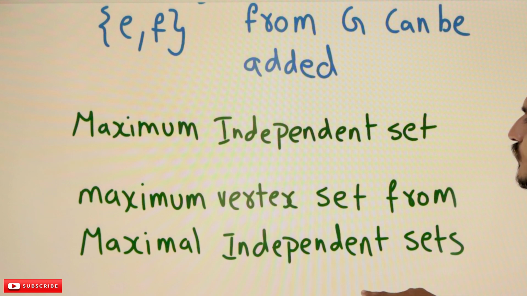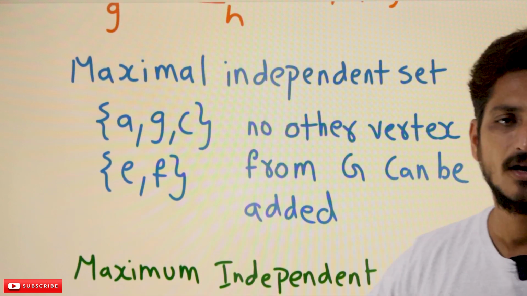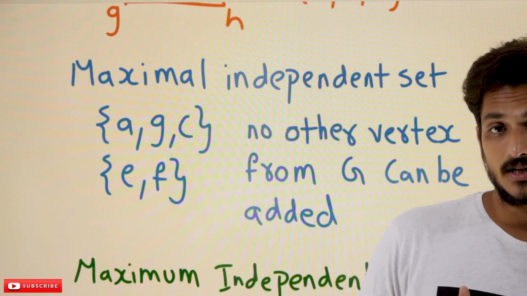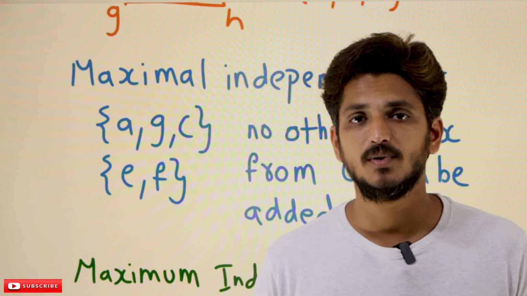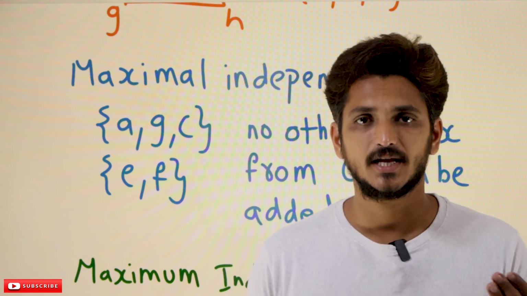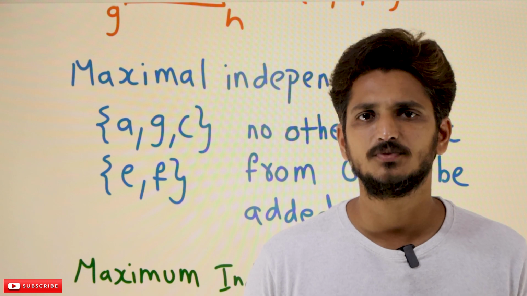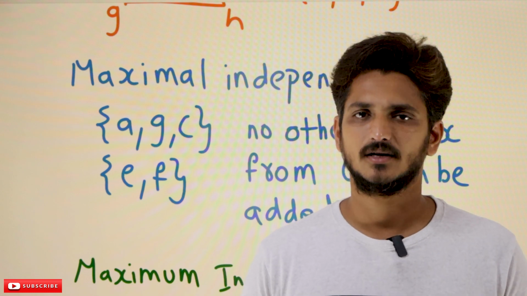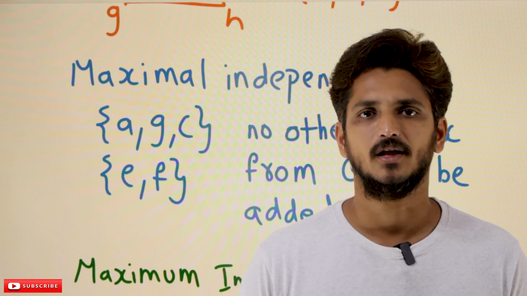So these are the definitions we need to understand from graph theory. If you want to understand the coding part, these discussions will be made in our design and analysis of algorithms playlist. Please watch that playlist if you want to understand the coding.